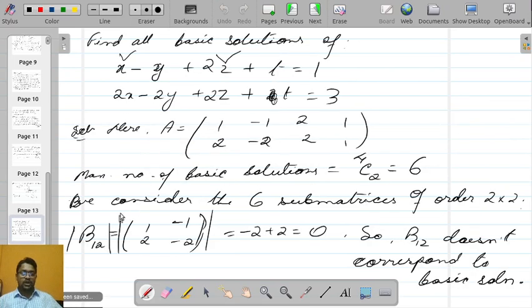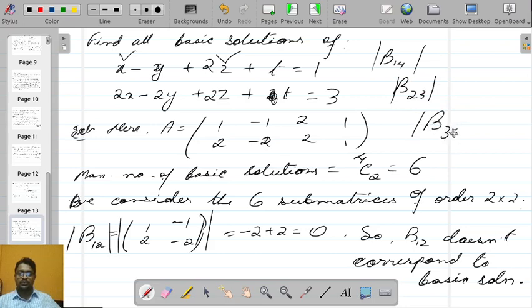Okay, so other basic solutions you also try to find out. B14, see whether it is a basic solution or not. Then B23, whether it's a basic solution or not. Then also check B34 whether it's basic or not. So please check these and complete them at home. Next class we will discuss some more about it. Right, thank you.